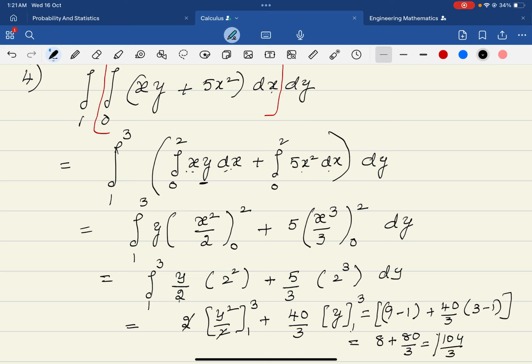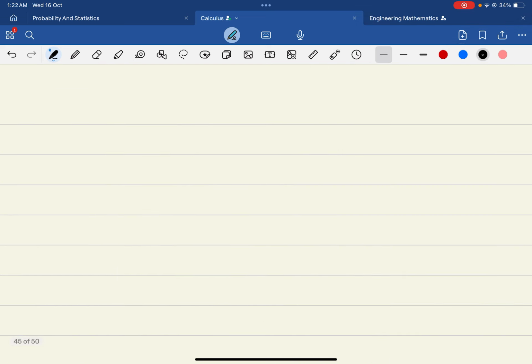So this is the value of the integral. I hope it is clear to all of you. So how we have done: whenever you are integrating with respect to x and inside you have y, you have to send y outside and do it. For example, if you are integrating with respect to y and x is present, you send it outside. So like that you have to solve the problems.